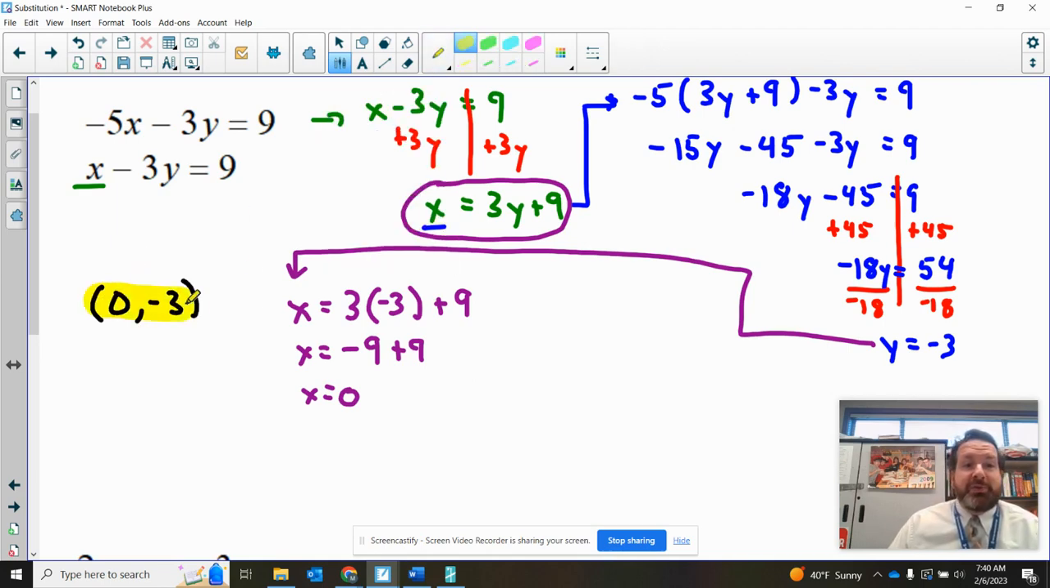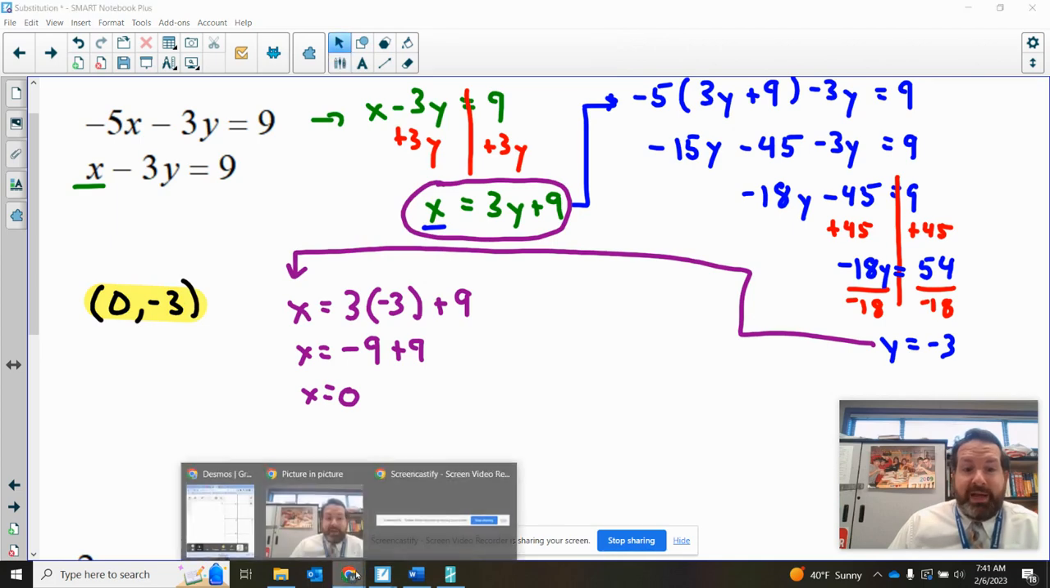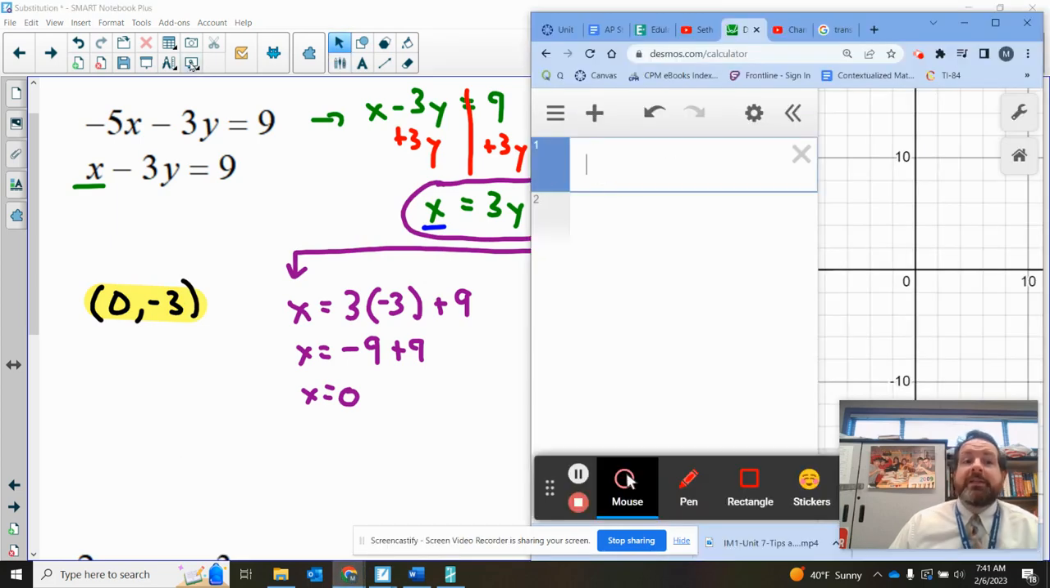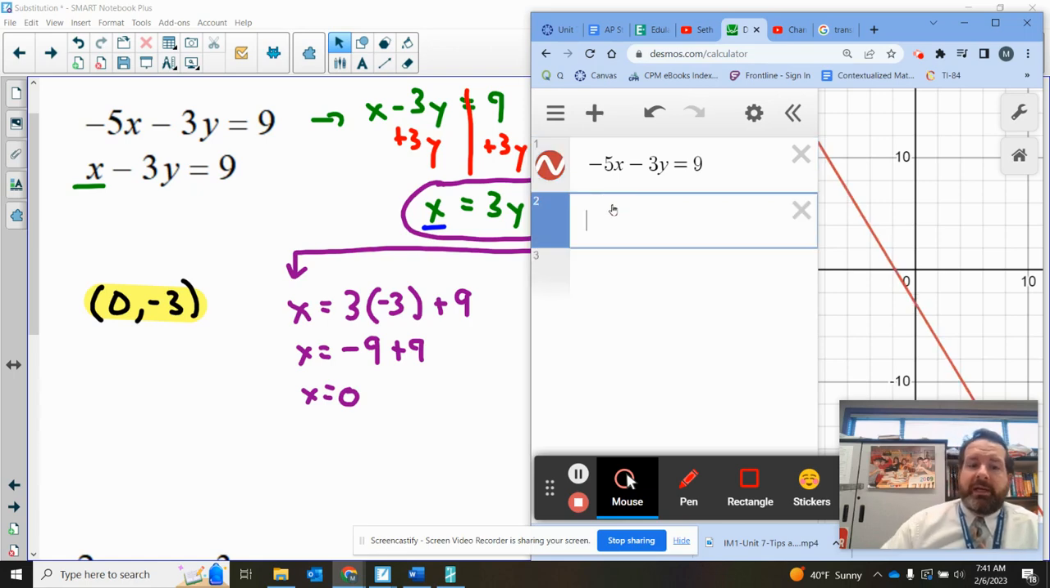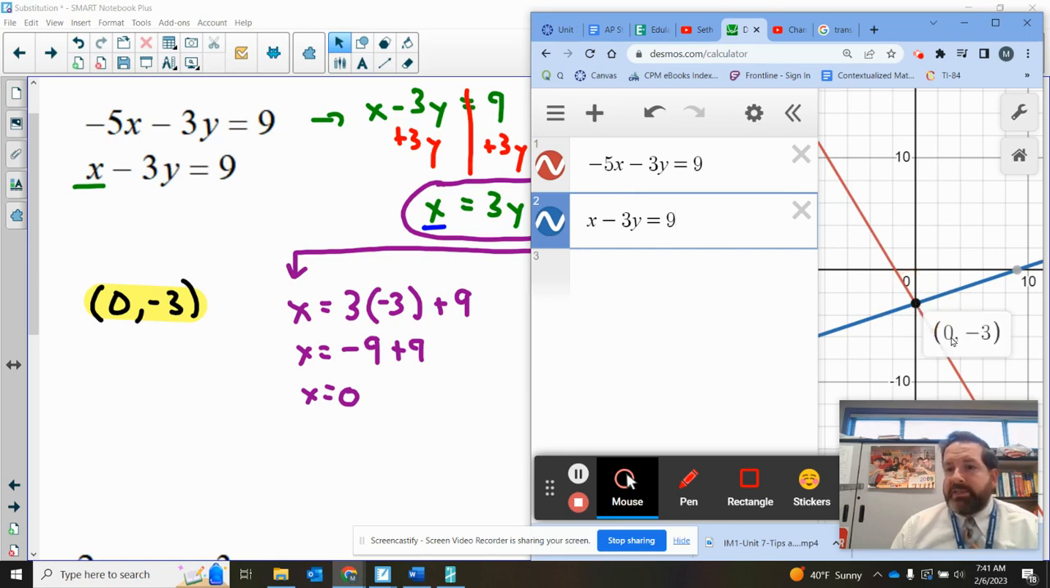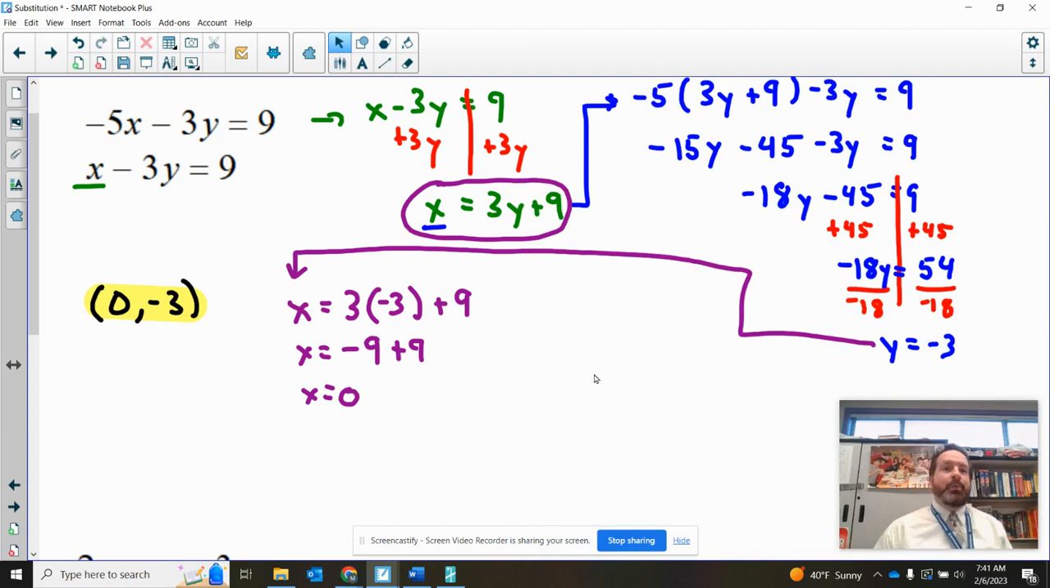Let's check it. Make sure that it's right. I hope that matches up with what you have. To check, go back to your original system as it was printed on the paper. There's equation number 1. Here comes equation number 2. Look where they cross. 0, negative 3, 0, negative 3. That means we have done things well.